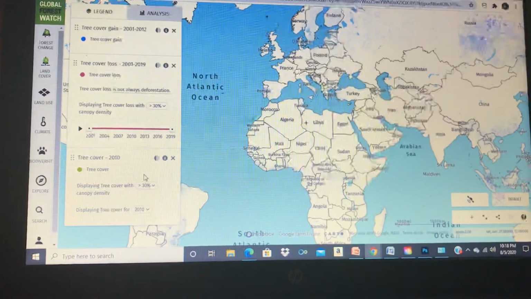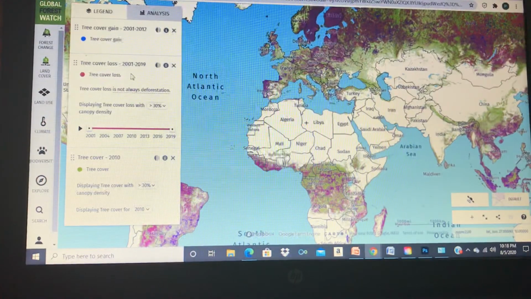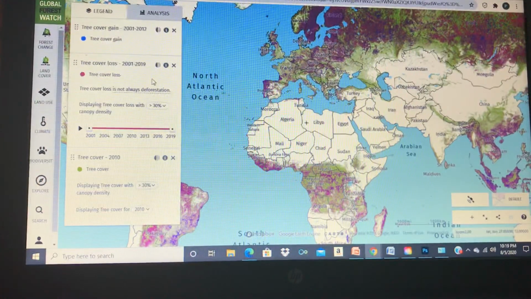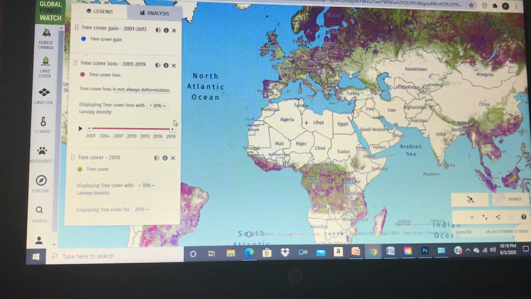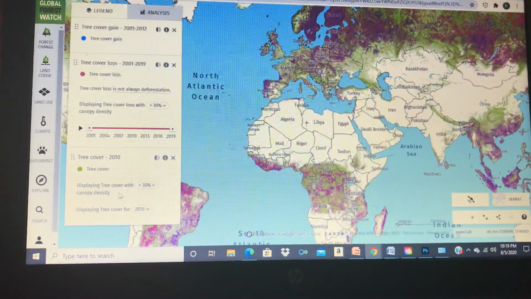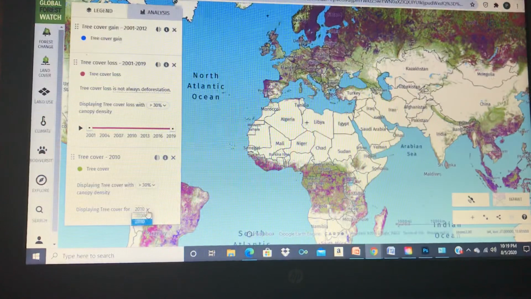So here you can see right here, tree cover loss between 2001 and 2019. Right here is where you can change those dates. And then the green area is tree cover in 2010. We're displaying tree cover with 30% canopy density and tree cover for 2010. So we can change the year. Let's just change the year on this right now.